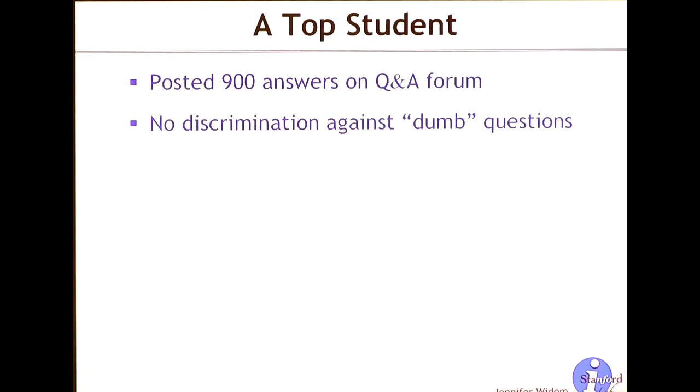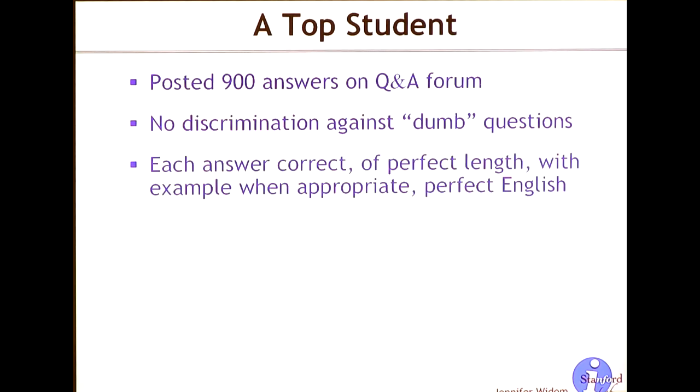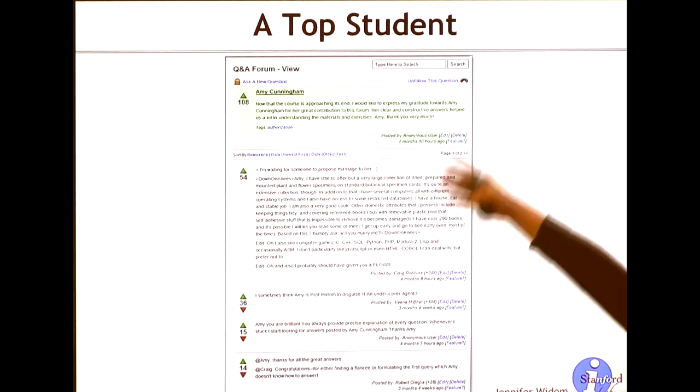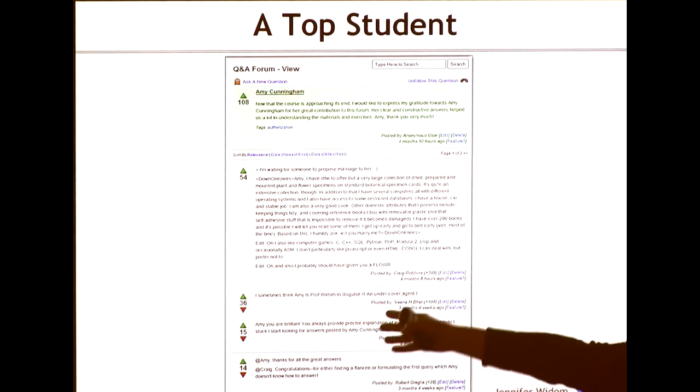And there was a top student in the class, a very clearly top student out of these many thousands. So this student posted 900 answers on the discussion forum. Every answer, there was no discrimination, was a hard question, a dumb question, whatever, no discrimination. Every answer was correct. It was of perfect length, it was perfect English, it was amazing. Everybody loved this student. That was a magic moment, having this student in the class. Here are the students in the class talking about Amy, that was her name. They're expressing their gratitude toward her. Somebody says that they think I'm her in disguise.